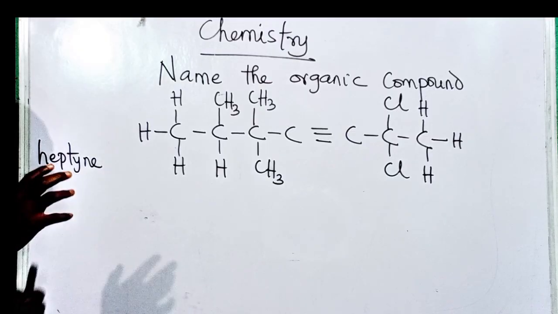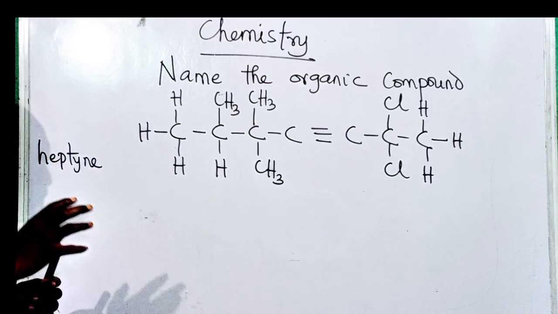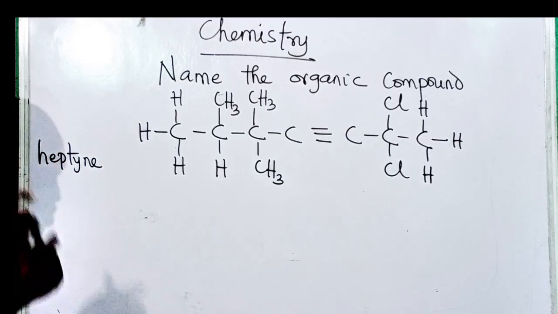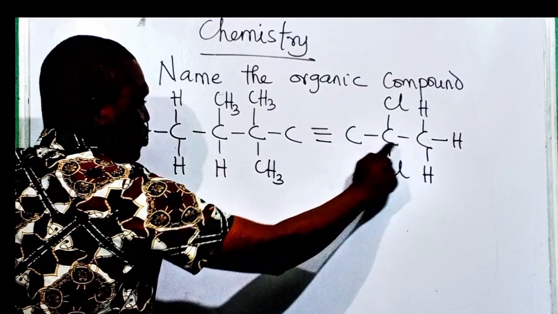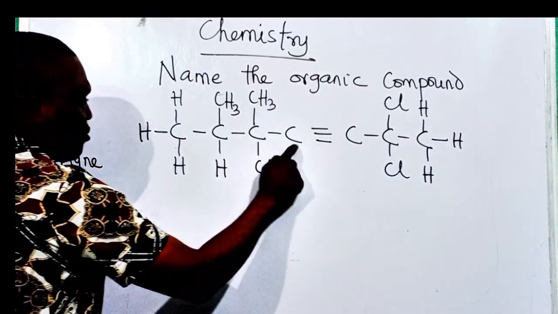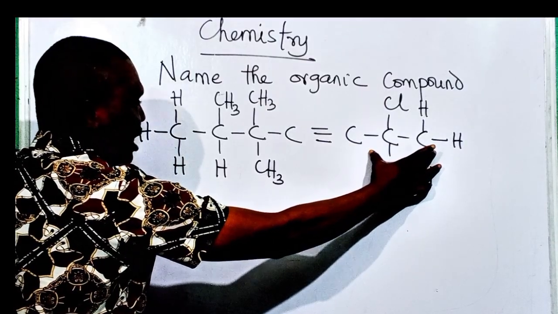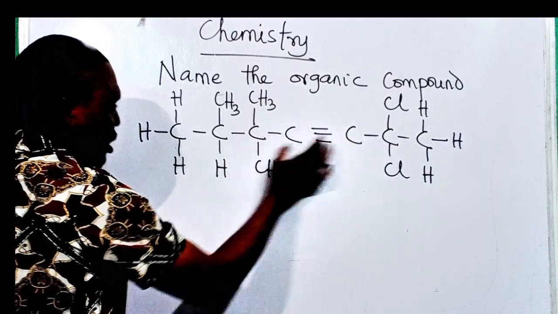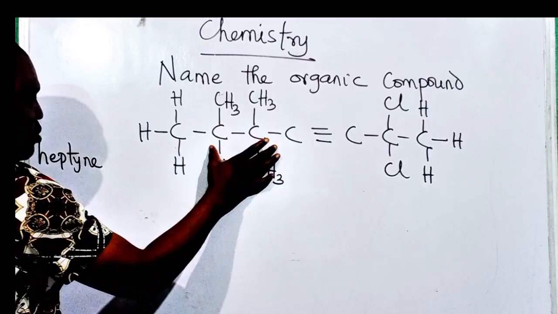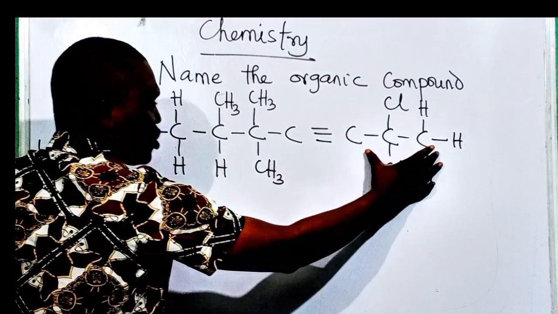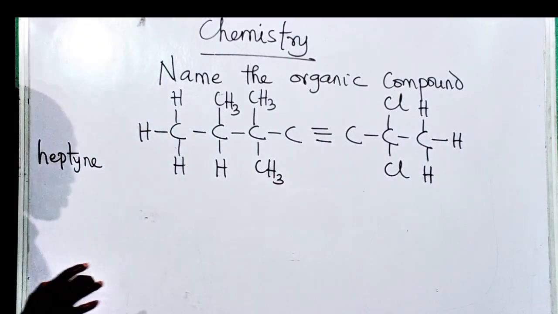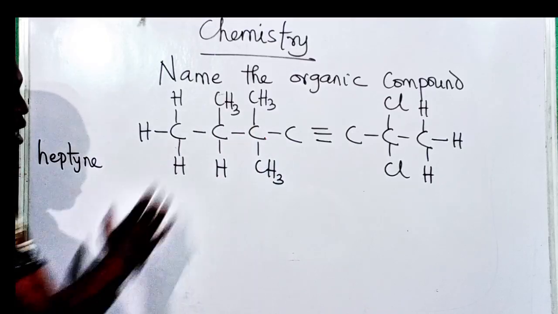counting from the carbon atom that has the lowest number. How do I mean? If you check here, 1, 2, 3, and 1, 2, 3, 4. So now I have 3 carbon atoms before the triple bond, and 4 carbon atoms before the triple bond. Which of them is low in terms of the number of carbon atoms? You will discover that this one is low. Why? Because it has 3 carbon atoms, and it has 4 carbon atoms.